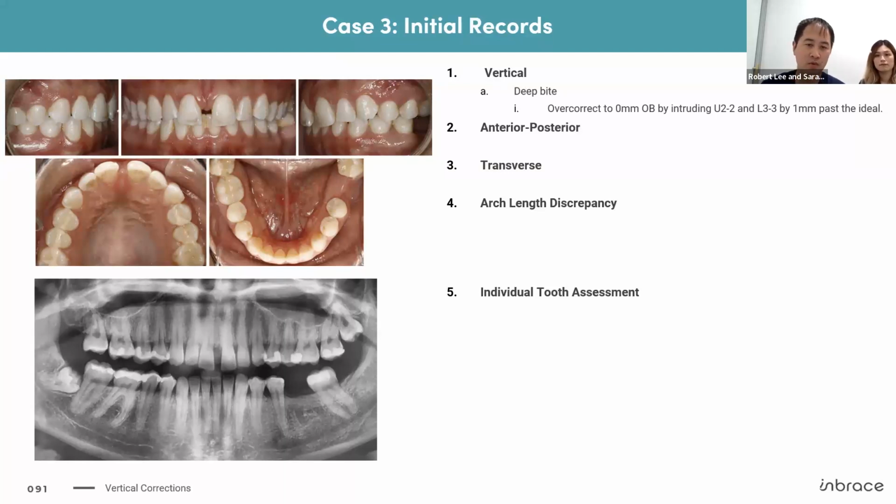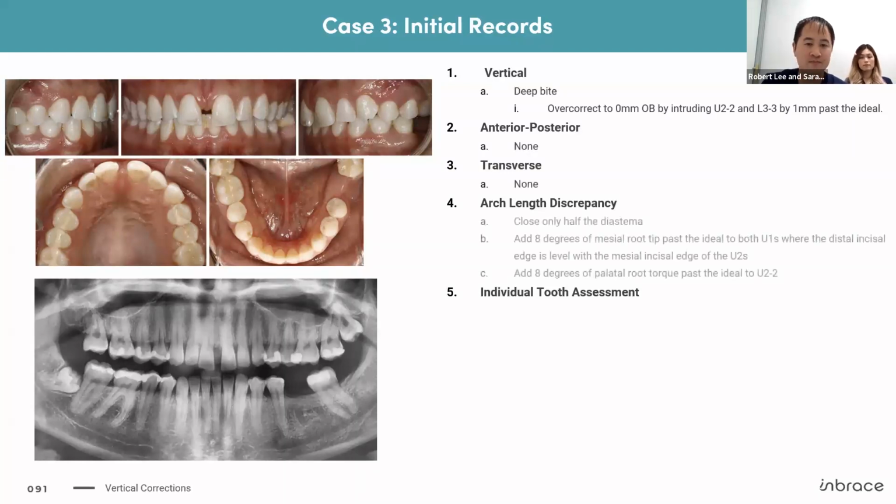So usually the limits that we'll recommend overcorrecting to is within about 2 millimeters. So if our ideal is 2, we overcorrected to the limit at this point at about 0 millimeter, about an edge-to-edge bite, by intreating both the upper 2 to 2 and lower 3 to 3 by about a millimeter past the ideal. AP and transverse were normal in this case.